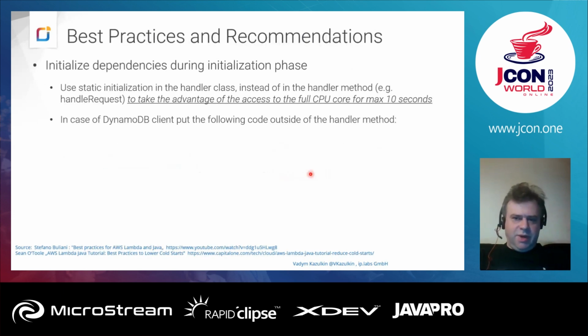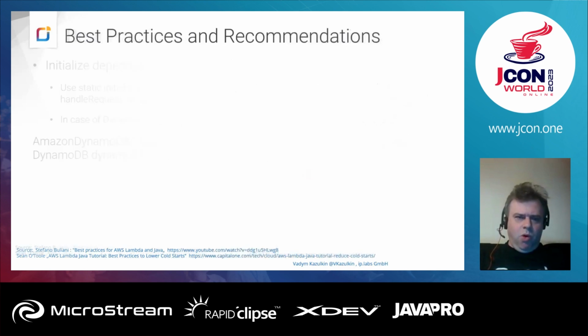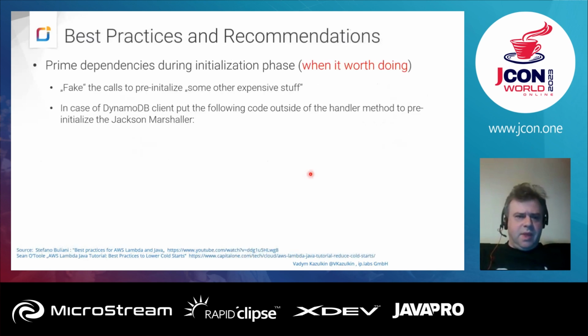Also, now we're coming back to that best practice that we utilize the fact that in the static initializer block we have the full CPU for 10 seconds, even for free. Put the stuff that needs to be done once outside of the handler function. It's always a good practice to speed up initialization and to reuse this stuff. For example, building an AWS client needs to be done only once for the life cycle of the Lambda function. So there is one more, and that becomes ugly.